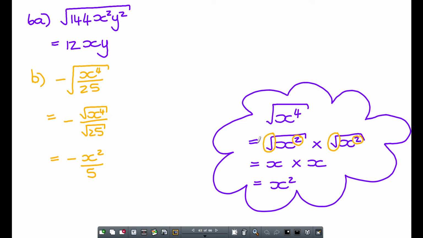Okay, at B, that minus is in front of the square root. So that's completely separate. Then I break up my square root and say square root of x to the power 4 will be x to the power 2. And you will see in the bubble on the right hand side, I explained how I got to those.